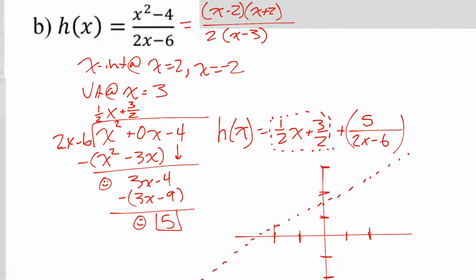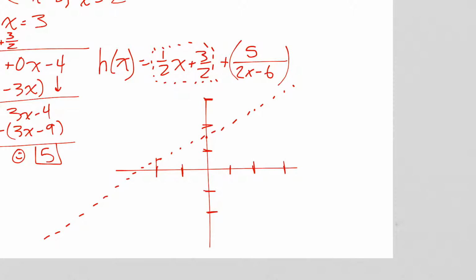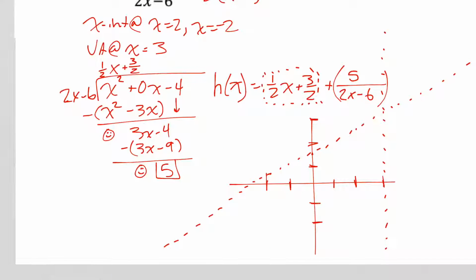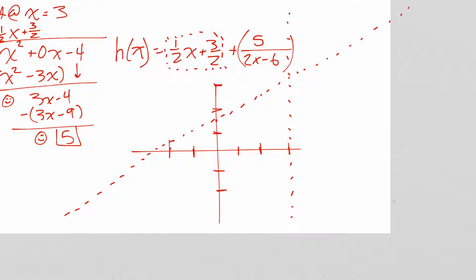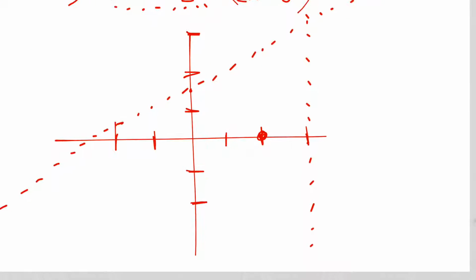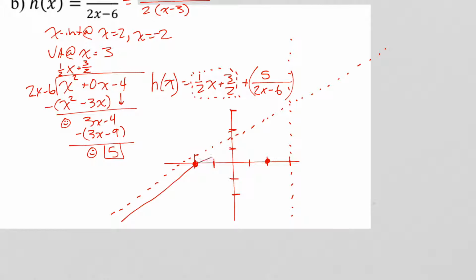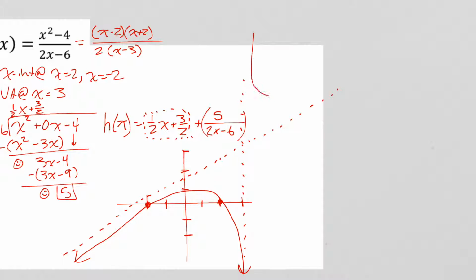And what else do I have? I said vertical asymptote was at 3. So, boom. Right there. Continue that up like that. Where did we have zeros? Zeros at 2 and negative 2. So right there and right there. Which kind of forces the shape of my graph to be that, and then similarly that, because those asymptotes are defining it.